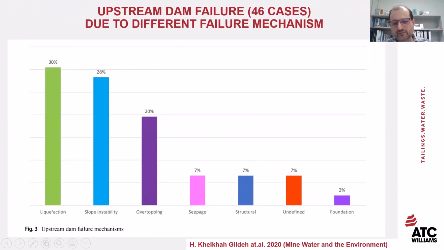Another graph from the same paper by the same authors. They analyzed 85 cases, and out of the 85 cases, 46 dam failures were on upstream raised embankments. This graph shows the mechanisms that caused failure in those upstream raised embankments. 30% of all the failures were due to liquefaction, and 28% were due to slope stability.